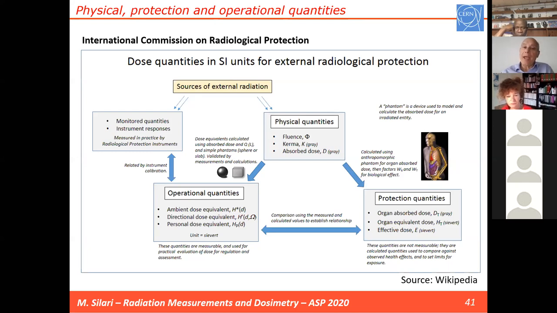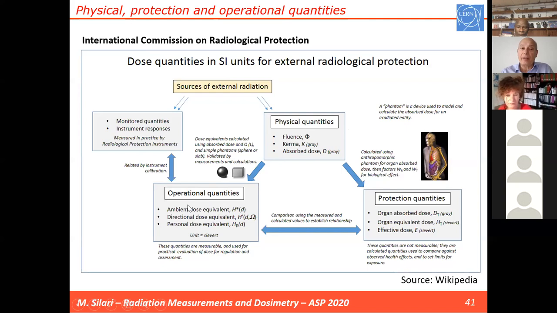So the way you estimate protection quantities with an instrument is what you need: a personal dosimeter to monitor individual exposure, and a portable monitor to monitor ambient exposure. And you do that with the operational quantity, the third type. Operational quantities are designed to represent a conservative estimate of the protection quantity. It's something that, again, an instrument cannot measure directly, because remember, an instrument only measures something physical, but the two can be linked together, in fact.